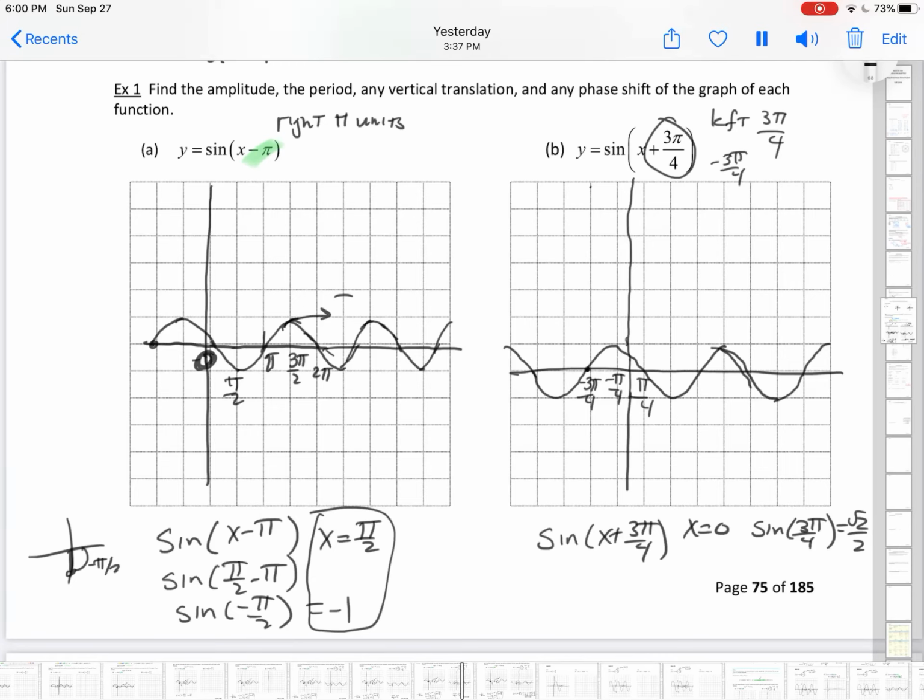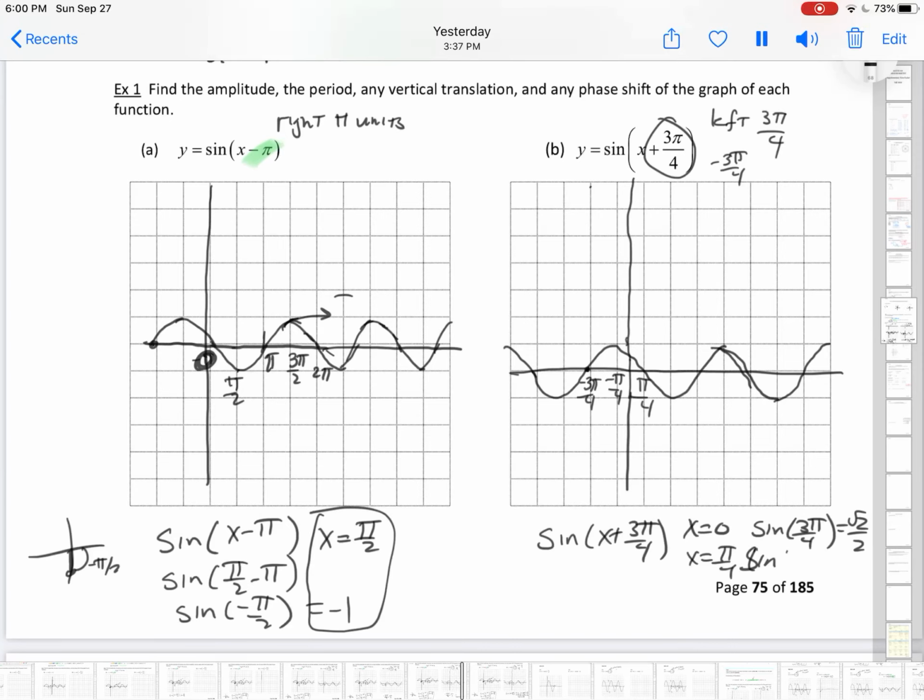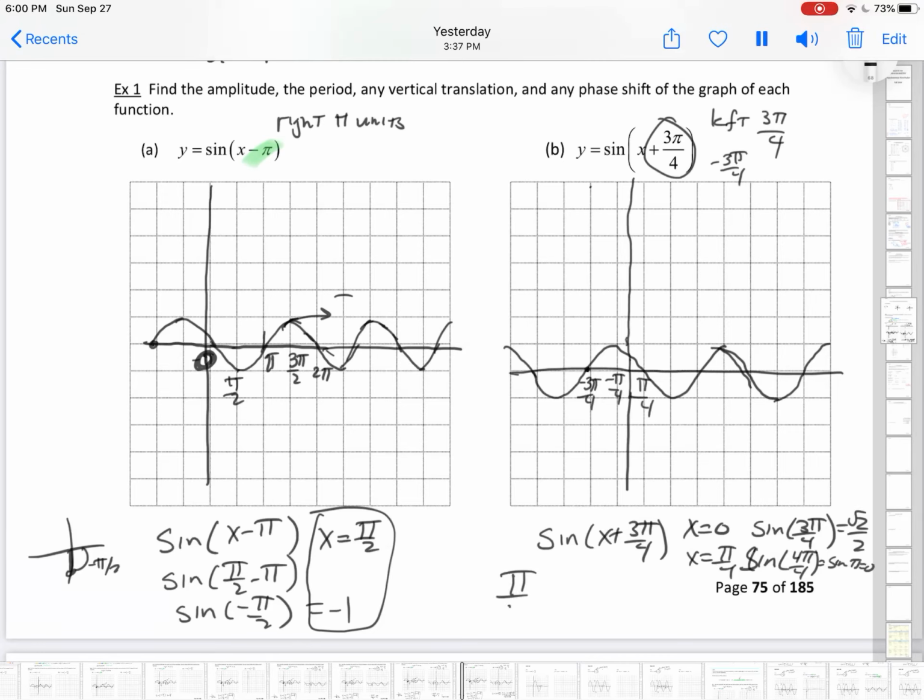And then I'm also claiming that if x is equal to pi over 4, then you have the sine of pi over 4 plus 3 pi over 4, which is 4 pi over 4, which is sine of pi, which absolutely is 0. And we're heading down from there. So it seems perfect.